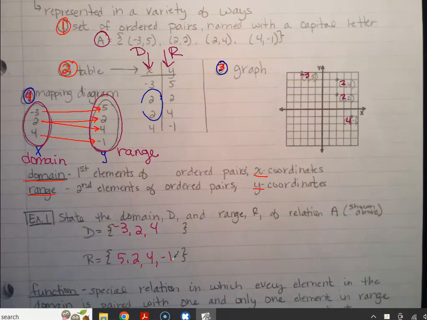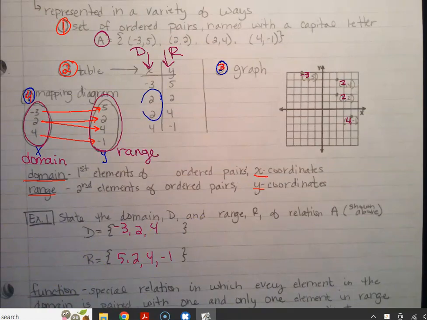Ta-da! Not really. Again, if you put them in numerical order, great, but I don't get nitpicky about that. If you're listing them out, at this point in the game, I'm okay. Okay. All right, then the last little note down there is a function.